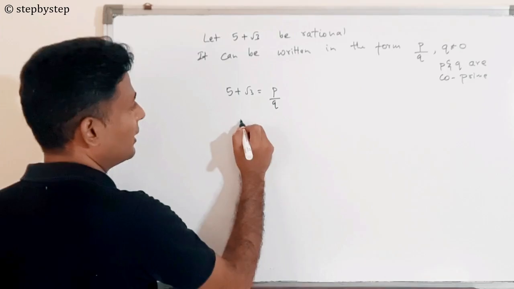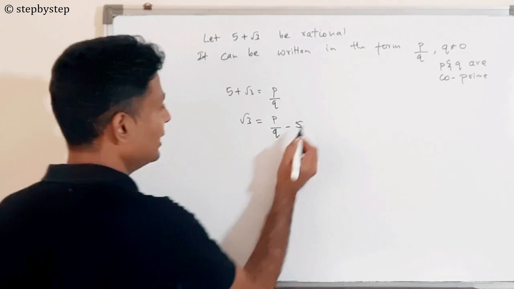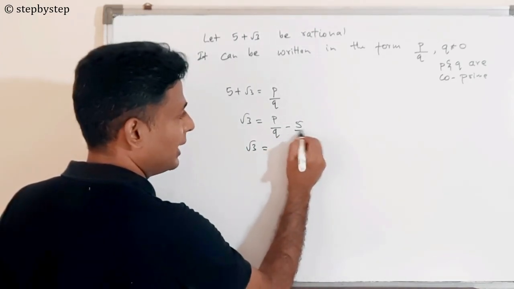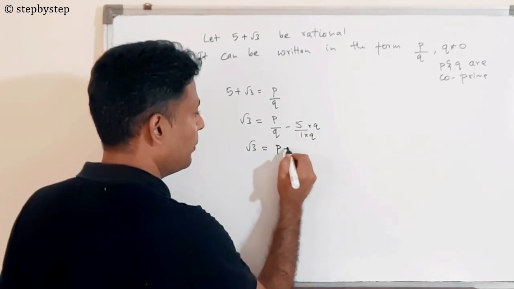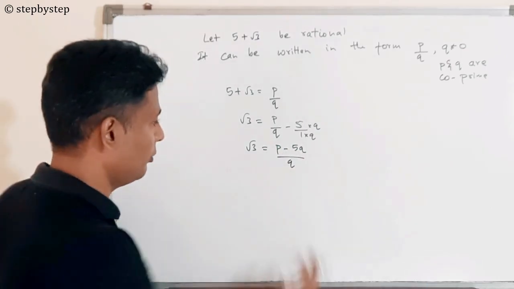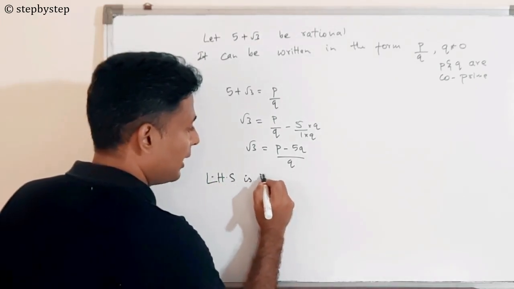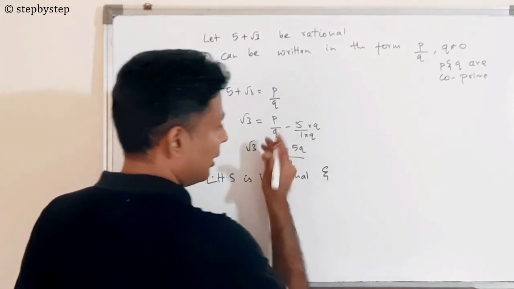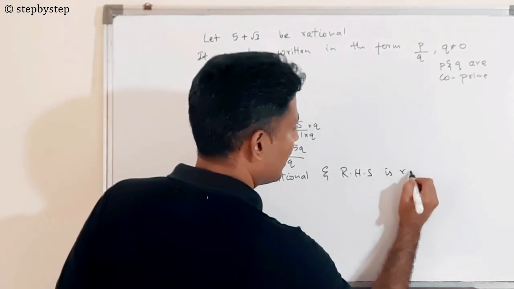I'll transpose 5 to the other side. What do we have? Root 3 equal to P by Q minus 5. So we have root 3 equal to, taking LCM, P minus 5Q by Q. Now what do we have? Left hand side is irrational and right hand side is rational.